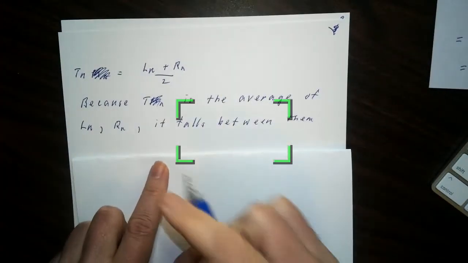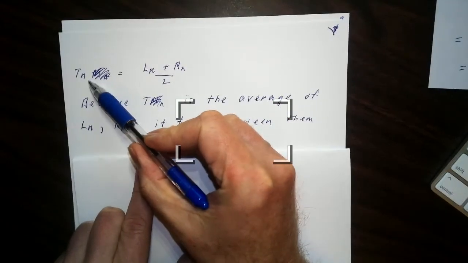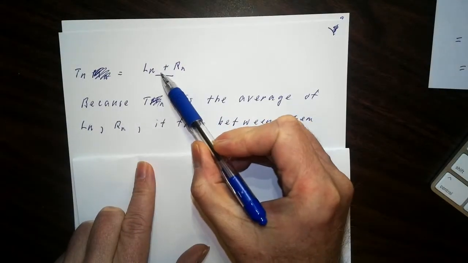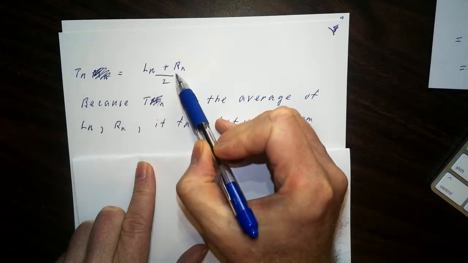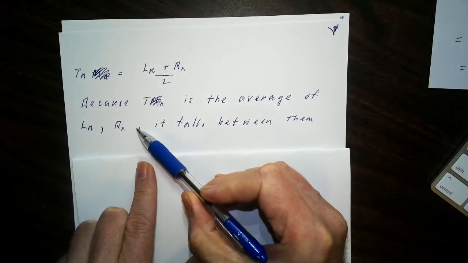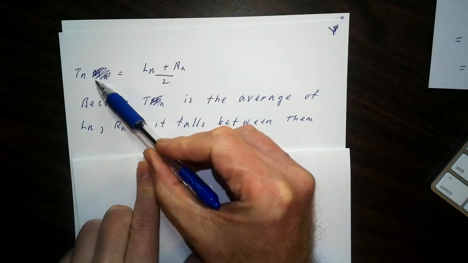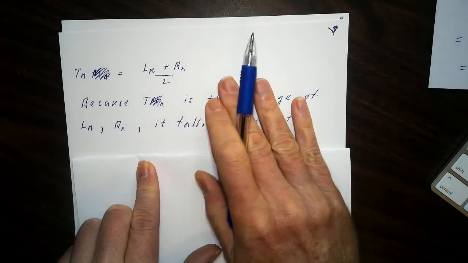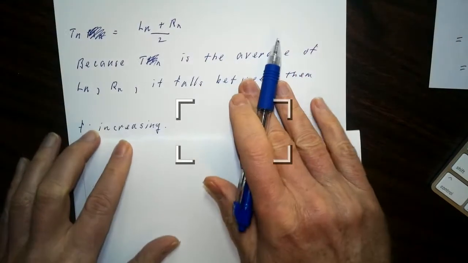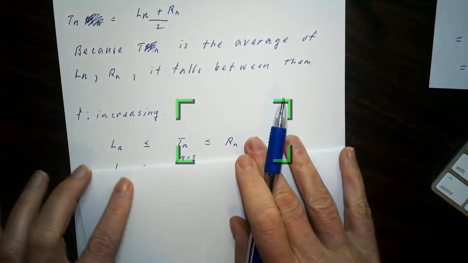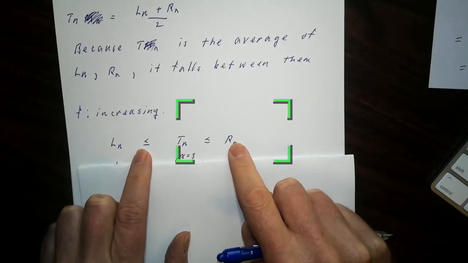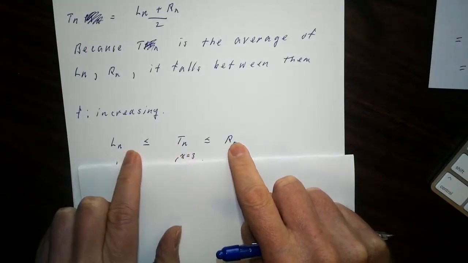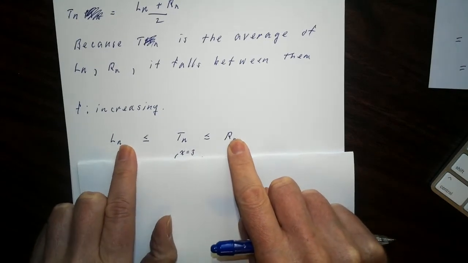Okay, here are some things to observe. The trapezoid estimate T sub n using n trapezoids is always the average of the left and the right. Because it's the average of two numbers, it always has to be between them. So if f is increasing, we know that the left-hand estimate has to be less than or equal to the right-hand estimate, and the trapezoid is going to have to be trapped between the two of them because it's the average.